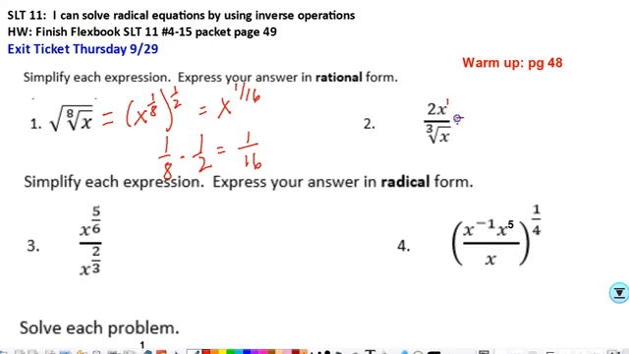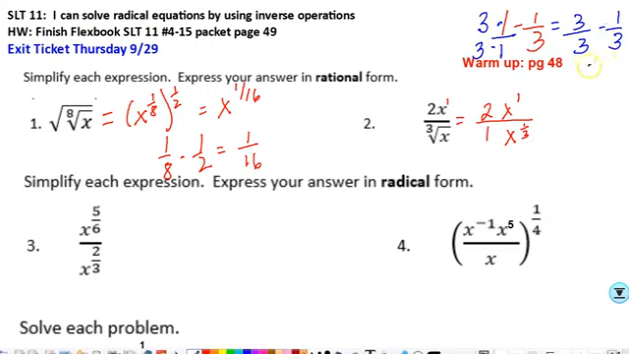For number 2, I have my integer, the coefficients, change the radical to an exponent, and now I'm going to subtract since it's division. And when you subtract an integer and a rational, I need a common denominator. Since this has a denominator of 3, I'm going to multiply. So I have 3 over 3 minus 1 over 3, which is 2 over 3.